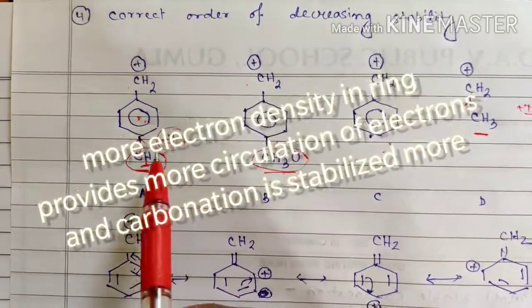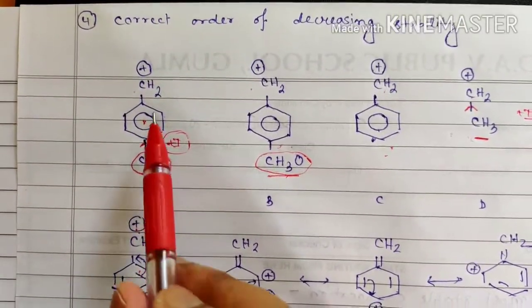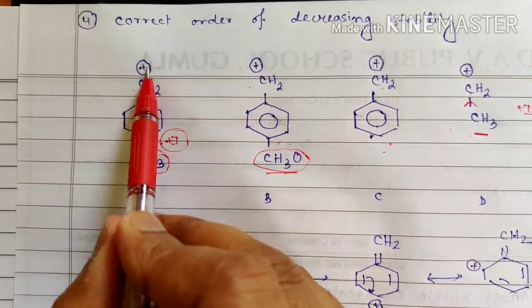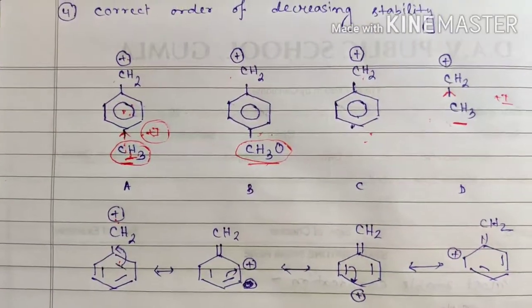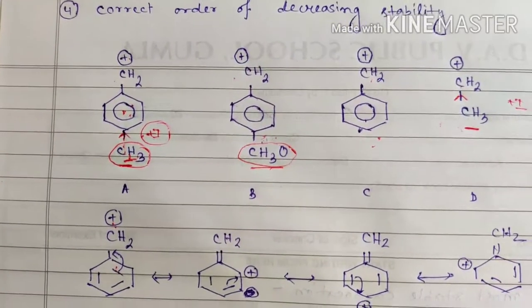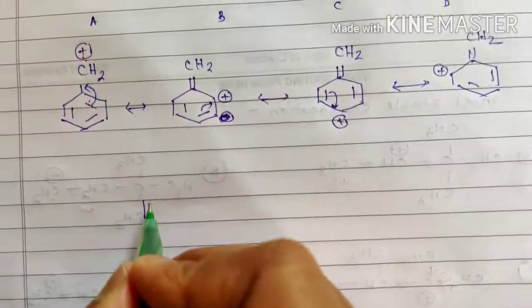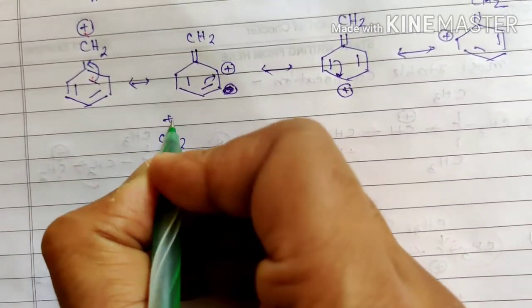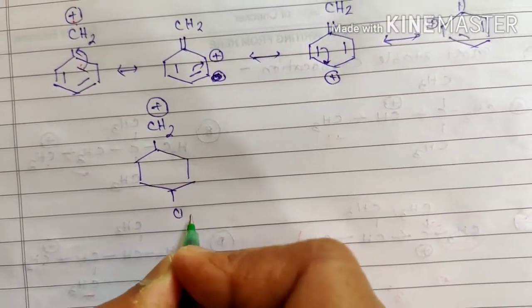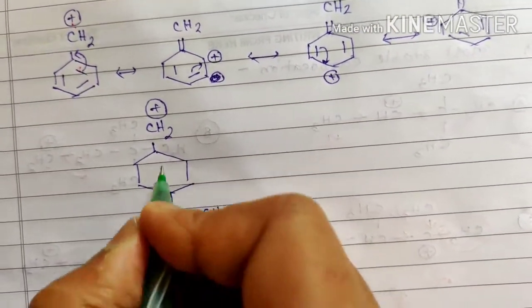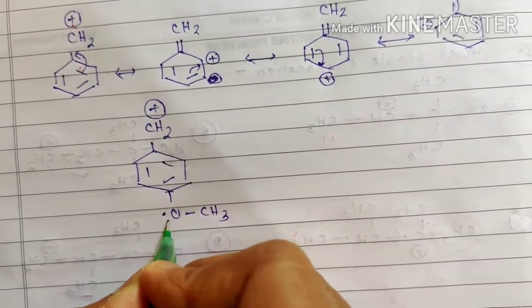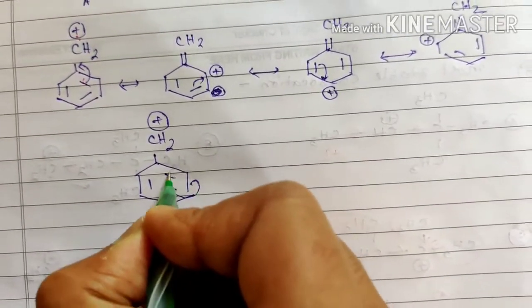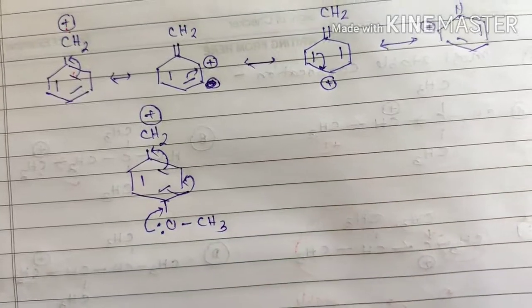So if there is a plus I effect, it increases the electron circulation within the ring. Further, it helps in providing stability to the plus charge. Now, if we see this one, that means over here CH2 plus and OCH3. The oxygen will have the lone pair, and these lone pairs can be given, so easily the electrons can circulate.